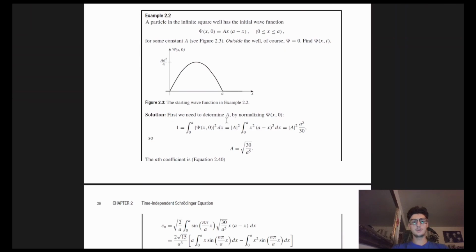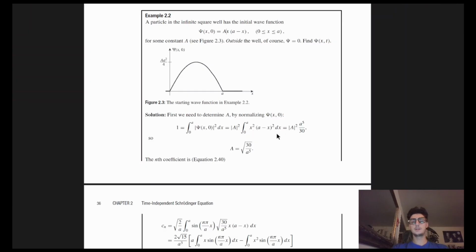Solution. First, we need to determine a by normalization. In this problem we normalize because a is an unknown constant. All right, so one extra step. We normalize this. 1 equals the integral over all of space, in this case from 0 to a, of the absolute value of the wave function squared. We pull out the a squared because it's a constant. Now we have an x squared, we have a minus x, all of that squared.